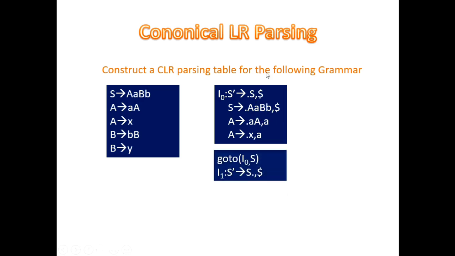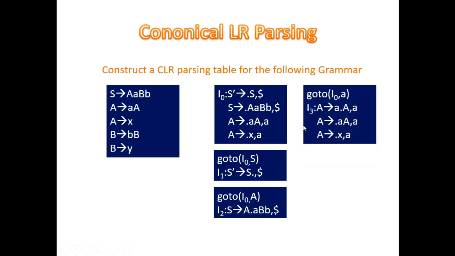Now, we will find goto of I0 comma S. It will be made as S dash tends to S dot, dollar. Now, we will process the next one, goto of I0 comma A. It will be made as S tends to A dot small a, capital B, small b, dollar. This is called item set 2. Now, we will next process I0 comma small a. It will result in A tends to small a dot capital A, and the lookahead symbol is a.